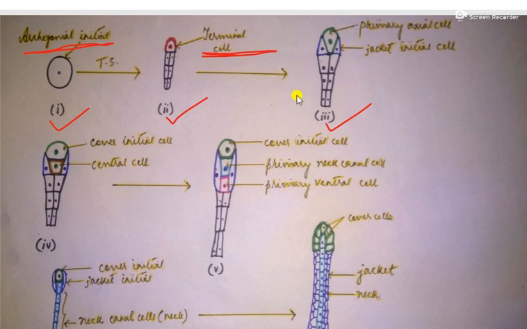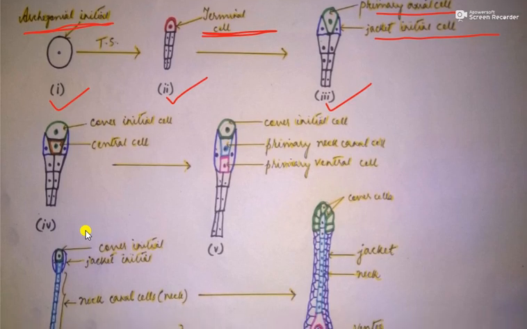Now what happens in the third step? The red colored terminal cell will cut off 3 periclinal jacket initial cells. It will divide and form about 2 to 3 jacket initial cells and 1 primary axial cell. Please note the color. The primary axial cell is at the center, green in color, and the jacket initial cells are marked blue. The others are the same here.